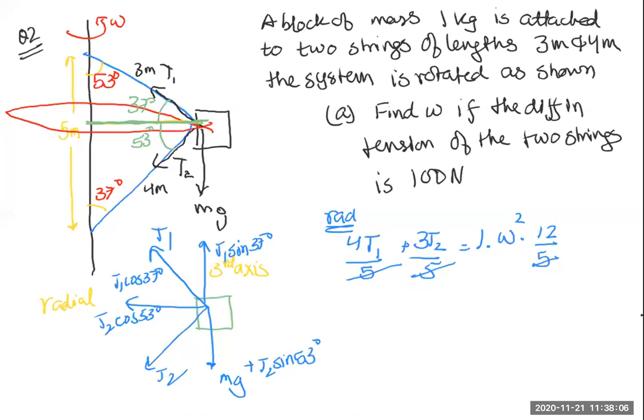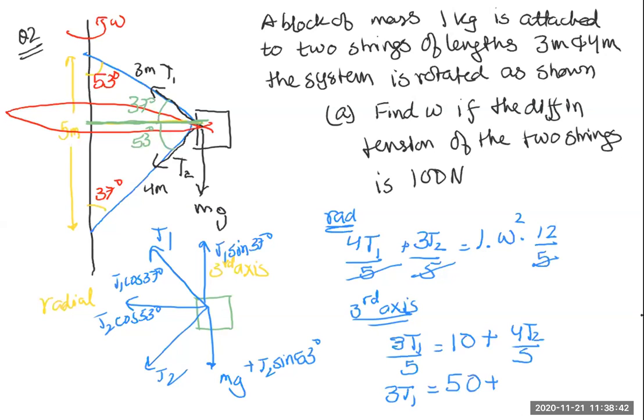हाँ, तो हाँ चाहिए, हाँ बिल्कुल. थर्ड एक्सिस में we will get 3T1/5 is equal to mg, that is 10, plus 4T2/5. Right? Multiply throughout by 5, you will get 3T1 is equal to 50 plus 20T2.